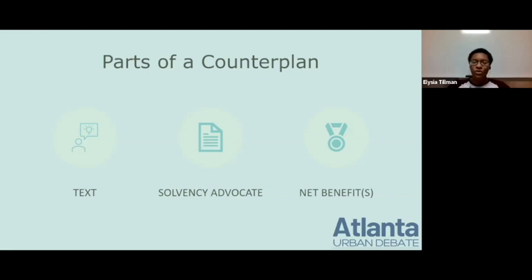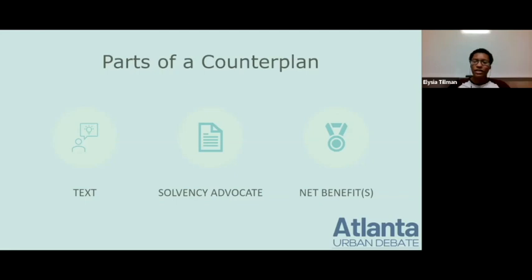So again, for this one, the net benefits are avoiding the disadvantages, specifically the deterrence disadvantage and the public health disadvantage. All of this together gives you something that you can say to the judge: hey, we're going to solve all of what the affirmative does, but we don't have to worry about the disadvantages. And making sure that we don't trigger those disadvantages is why you should only want to do the counterplan and not include the plan.